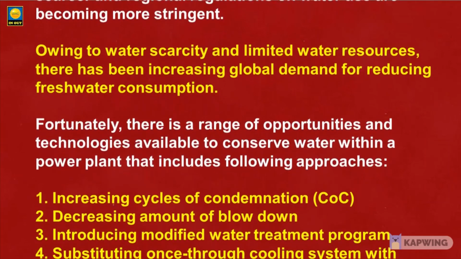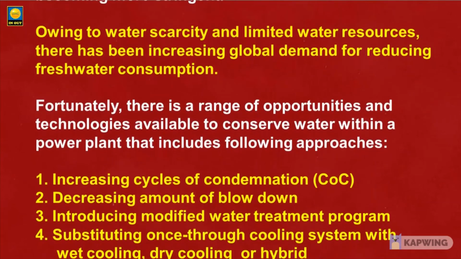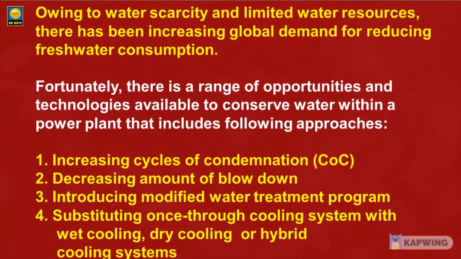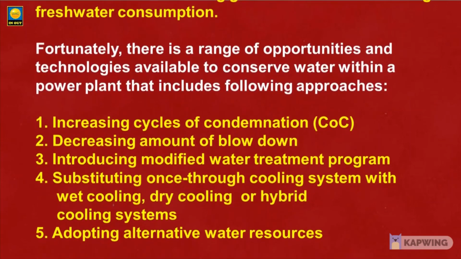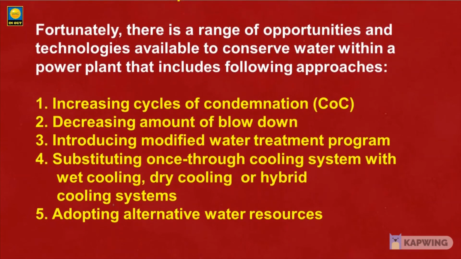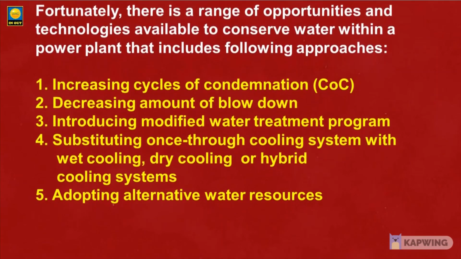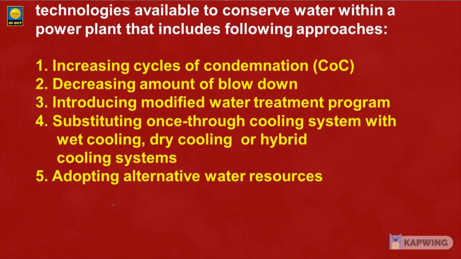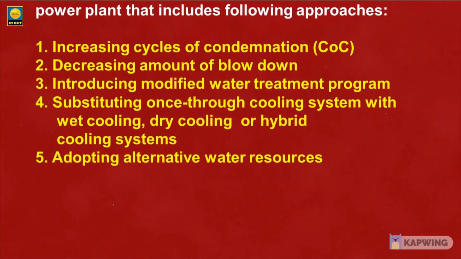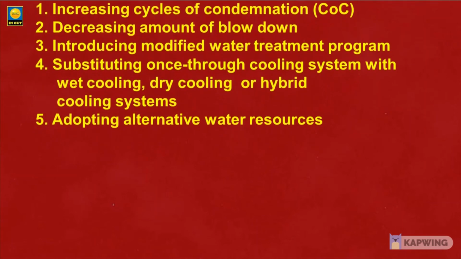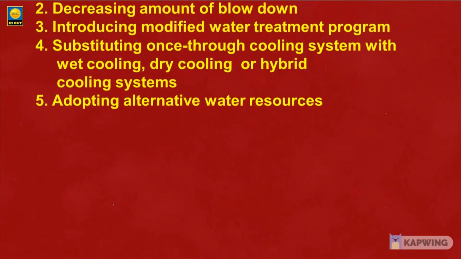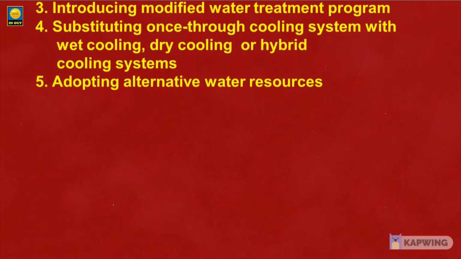Number 1. By increasing cycles of concentration. Number 2. By decreasing the amount of blowdown. Number 3. By introducing a modified water treatment program. Number 4. By substituting once-through cooling system with wet cooling, dry cooling or hybrid cooling system. And number 5. By adopting alternative water resources.